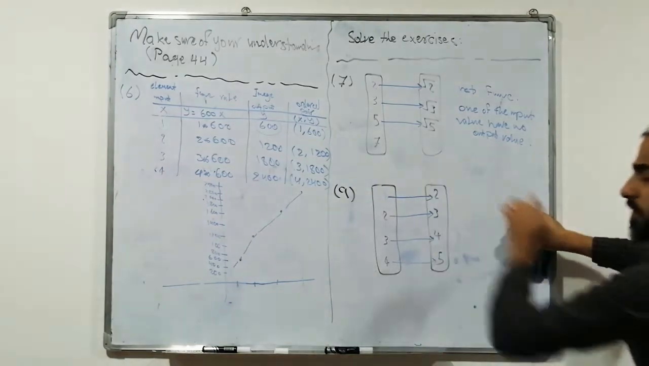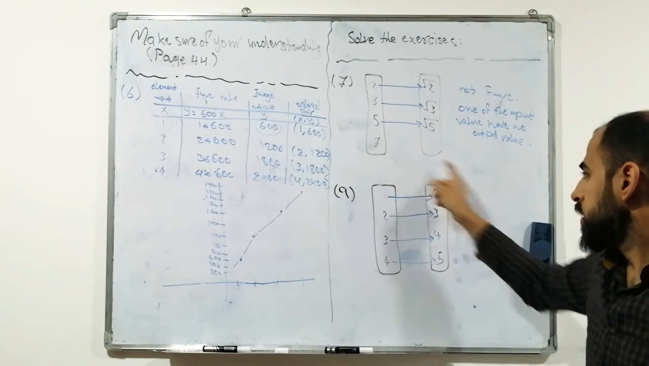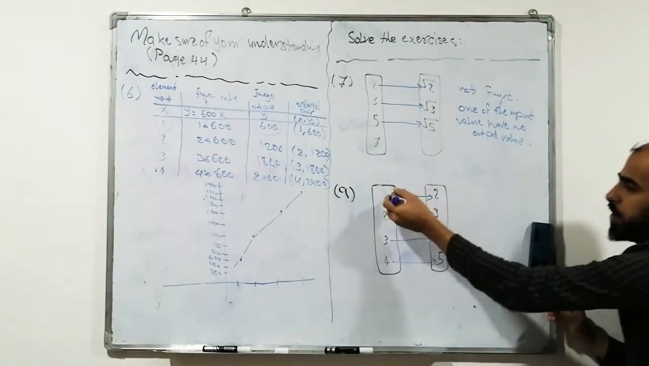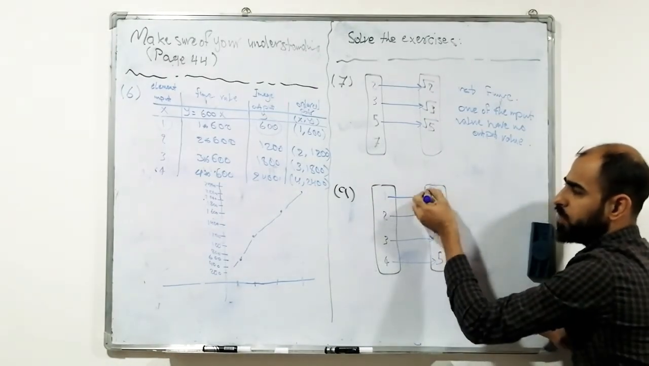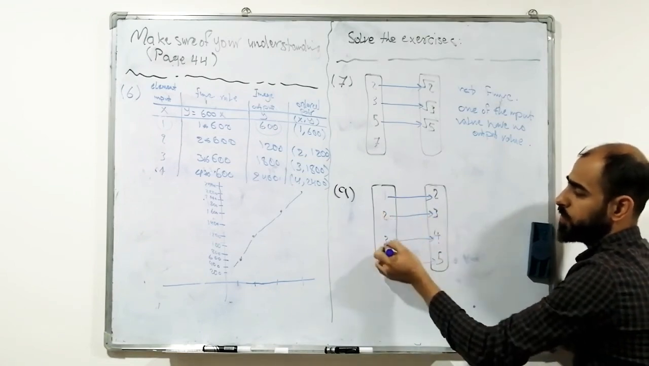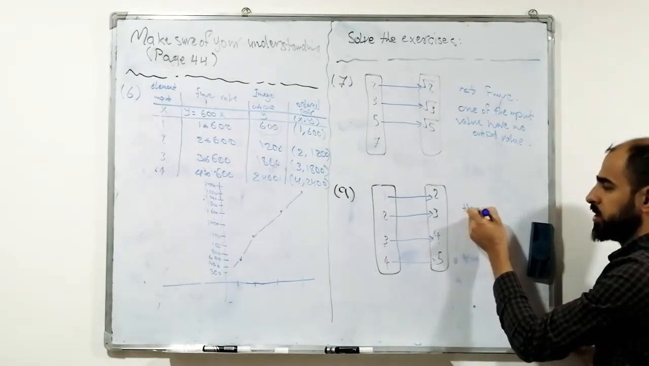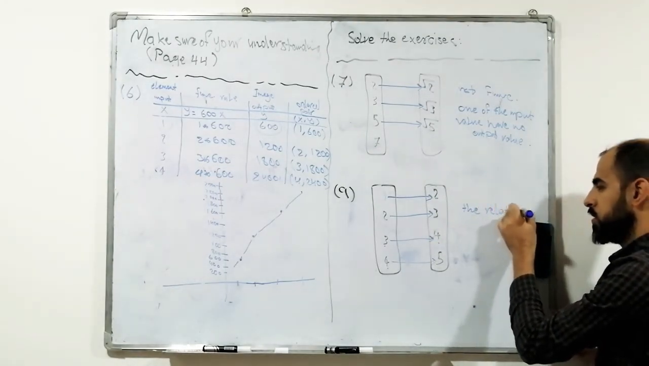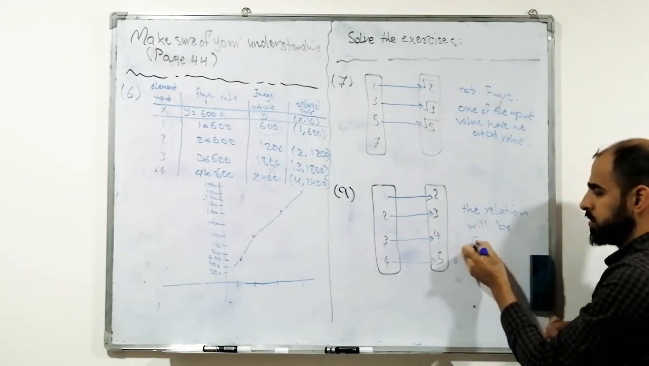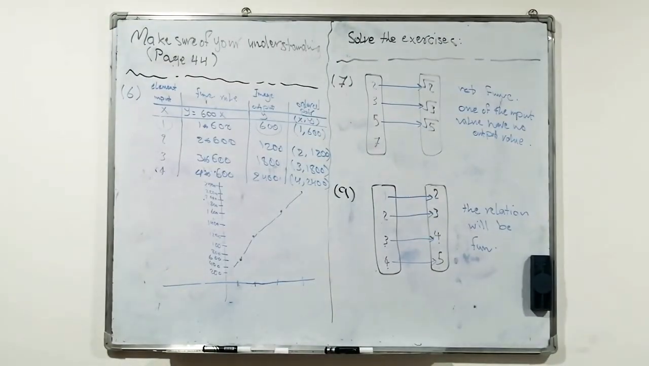Is this relation a function? The relation will be a function if we have one output for each input. So here we have one output, which is 2, for the input value, and one output for this input, and one output for this input, and one output for this input. So this relation will be a function. And you can write the reason: because we have one output value for each input value.